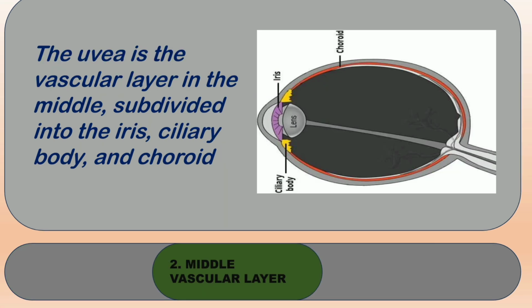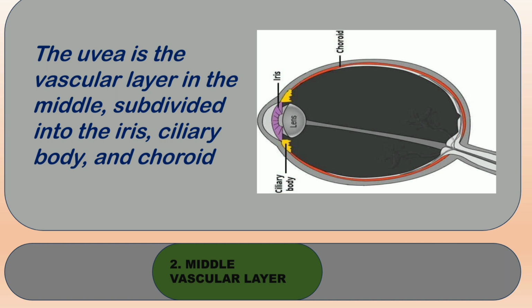Middle and inner layers of the eye. Now, let's discuss the middle and inner layers in detail. 2. Middle vascular layer, uvea. This layer is responsible for nourishing the eye and consists of 3 main parts. Choroid. This is a dark pigmented layer located beneath the sclera. It contains blood vessels that supply oxygen and nutrients to the eye. The dark pigment helps reduce light reflection inside the eye, improving vision clarity.